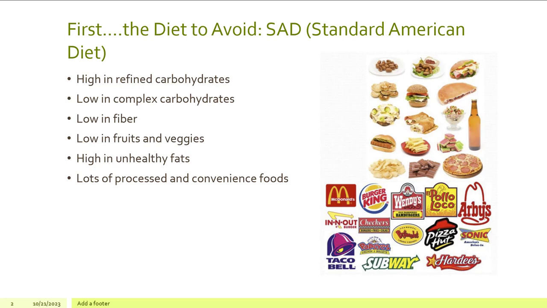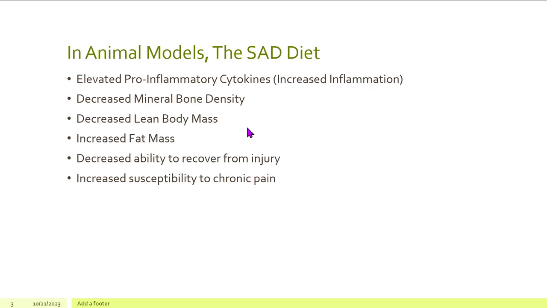The standard American diet is high in refined carbohydrates. It's low in complex carbohydrates. It's typically low in fiber, low in fruits and vegetables, and high in unhealthy fats. And there's lots of processed and convenience foods, right? So this is really the diet that you want to avoid. Try to limit your consumption of the standard American diet, or the SAD diet. Here are some of the reasons why you should avoid the SAD diet.